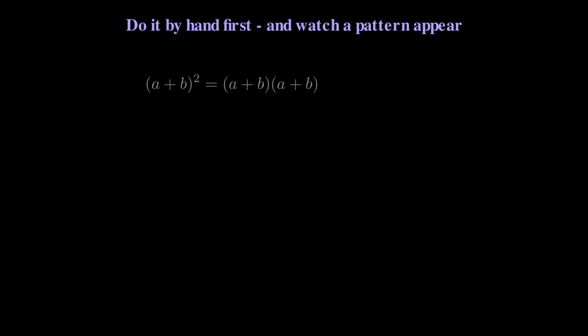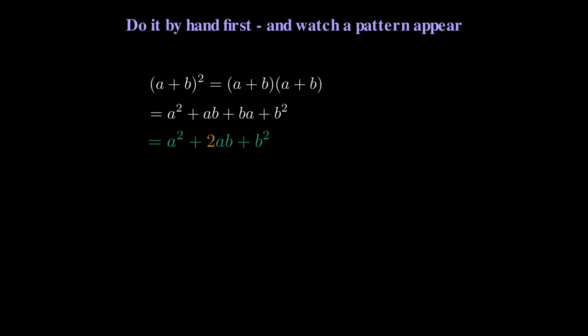Before any clever shortcut, let's just do it by hand, on a small case, so the pattern reveals itself. (a + b) squared is (a + b) times (a + b). Multiply out. a squared plus ab plus ba plus b squared. The two middle terms are the same, so they collect into 2ab. The coefficients are 1, 2, 1.